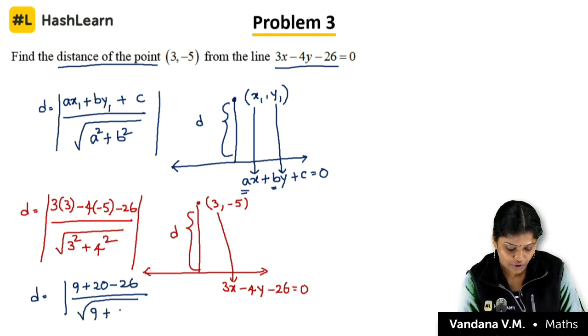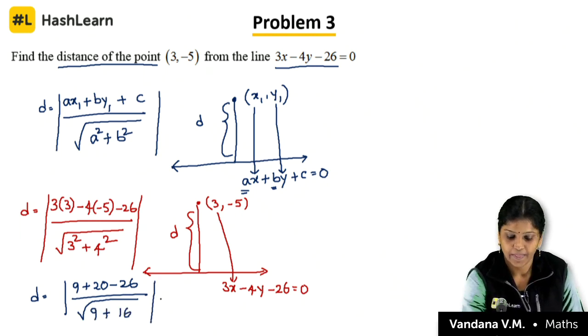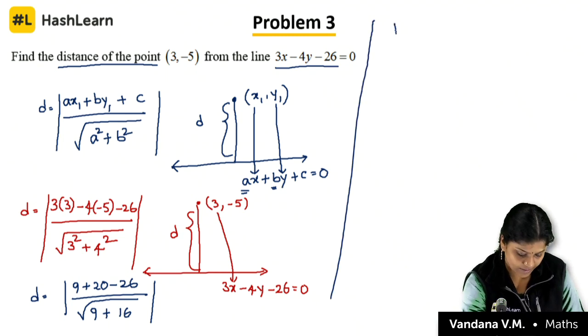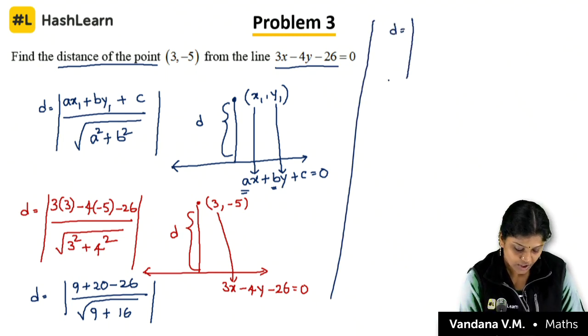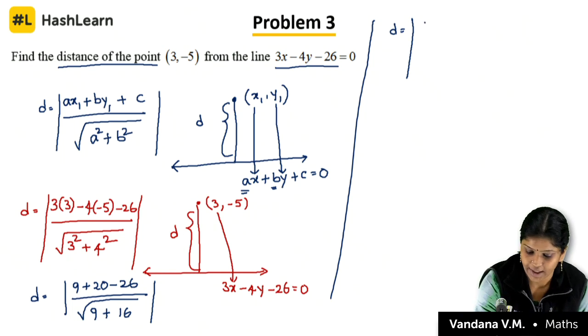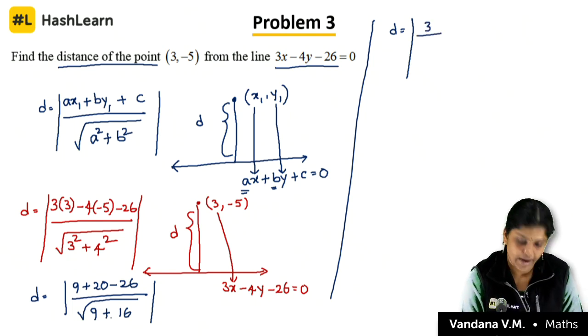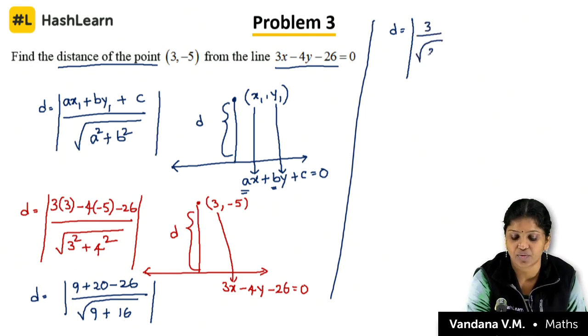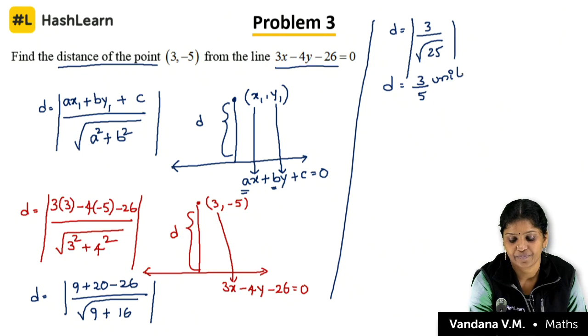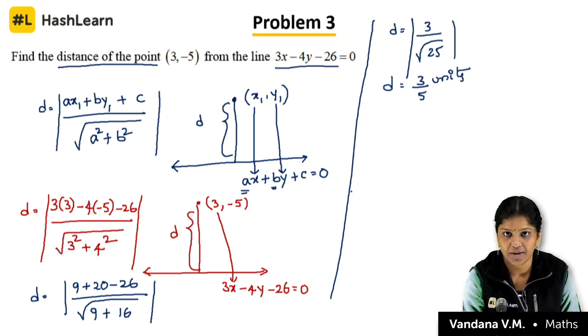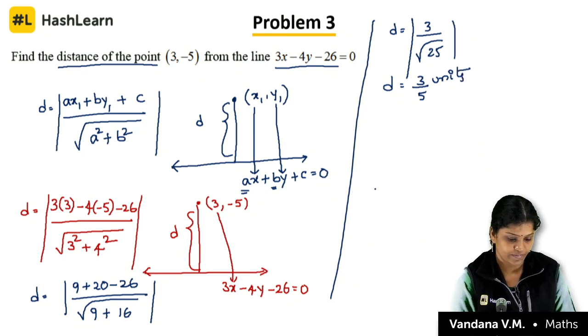9, 4 square is 16. Now, the distance d is equal to 29 minus 26, I will get 3 by 9 plus 16 is, it is root 25. So, root 25 is nothing but 3 by 5 units. Clear, children? Yes. Next one.